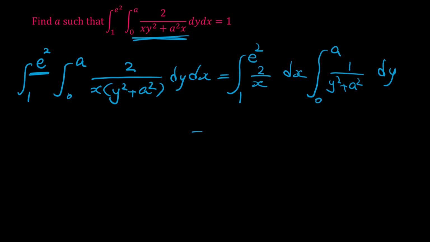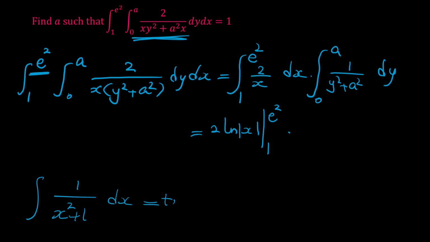Integral of 2 over x is 2 ln of x, or ln of the absolute value of x, from 1 to e to the 2. What is the integral of 1 over y to the 2 plus a to the 2 dy? If you remember, the integral of 1 over x to the 2 plus 1 dx is tangent inverse of x. The more general form of this formula is that if here instead of 1 we have a to the 2, the answer of this integral is 1 over a tangent inverse of x over a.